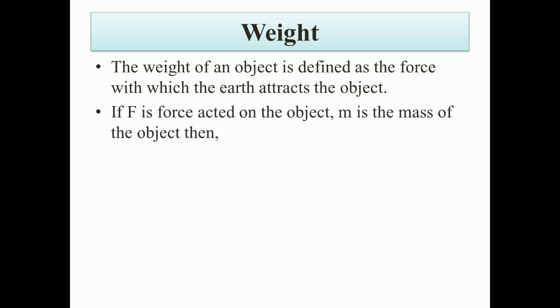Here, if you consider F as the force and M as the mass of an object, then the weight is F = M into G, where M is the mass of the object and G is the acceleration due to gravity. So you got it: weight of an object is defined as the force with which the earth attracts the object. Also you got the formula for weight, that is F = M into G.